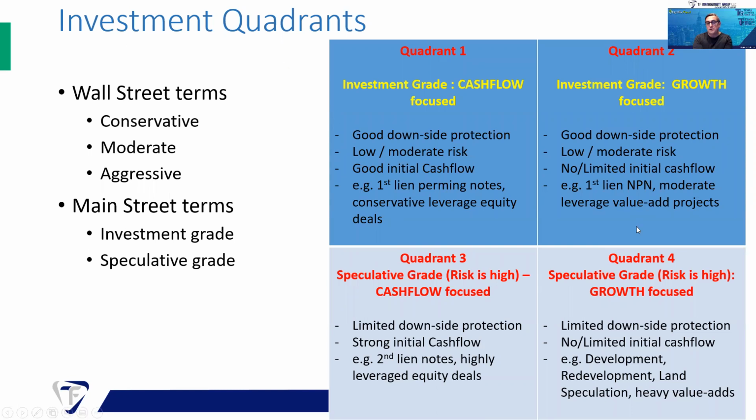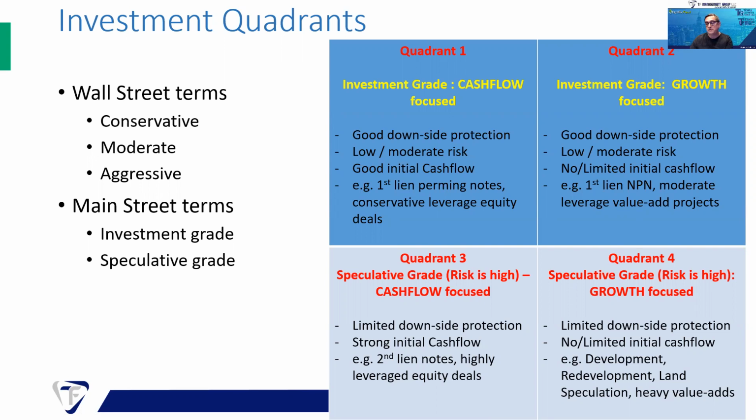Quadrant 1 is your cash flow, investment grade quadrant. It's the safest quadrant. You have pretty good downside protection, typically low to moderate risk. The deals that fall into this quadrant are typically senior lien performing notes and conservatively leveraged equity investments in some multifamily or storage and so on and so forth.